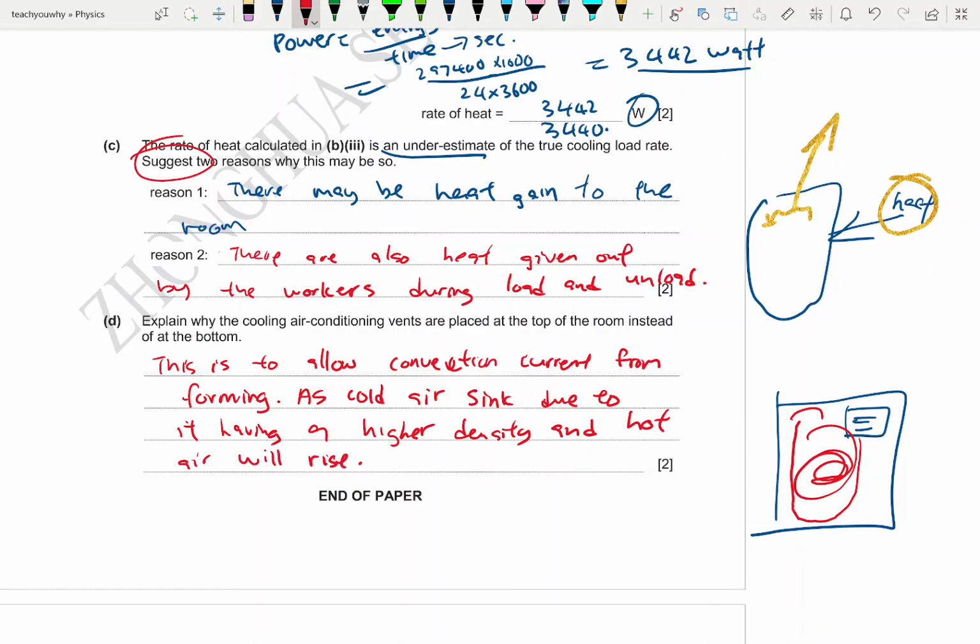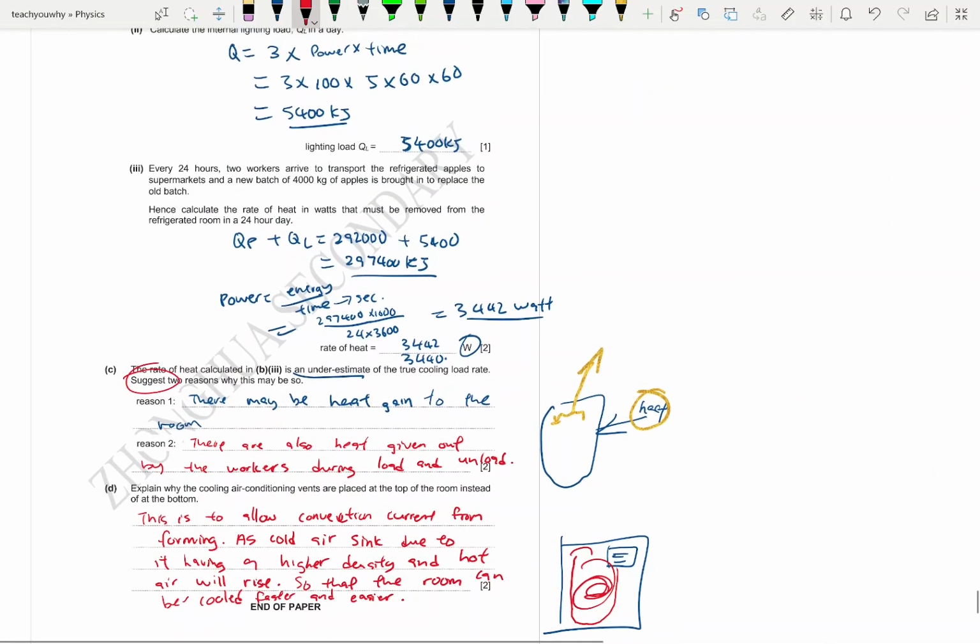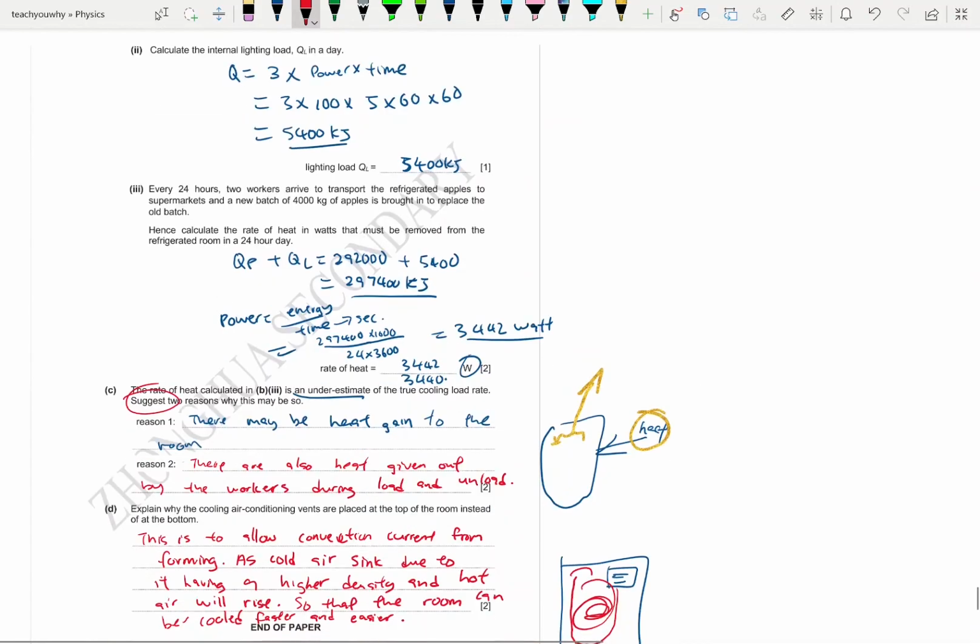So why do we want a convection current? So that the room can be cooled down faster and easier. Okay. Alright. This is really a very long walkthrough.